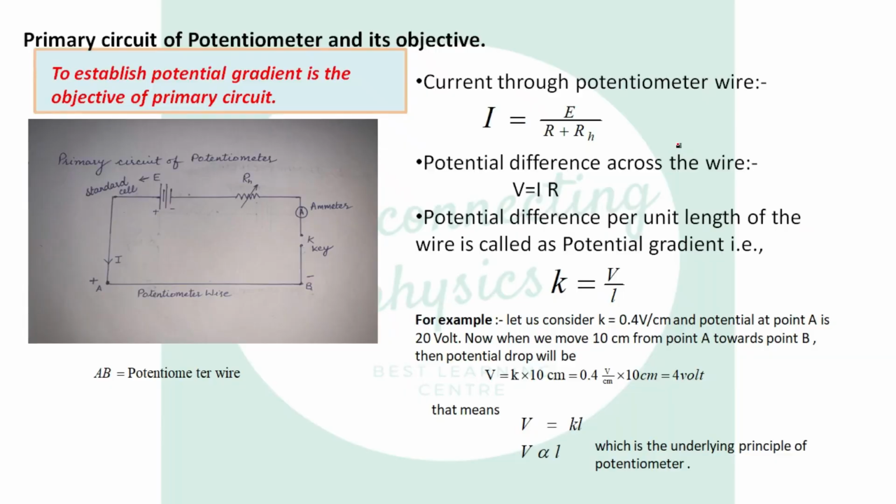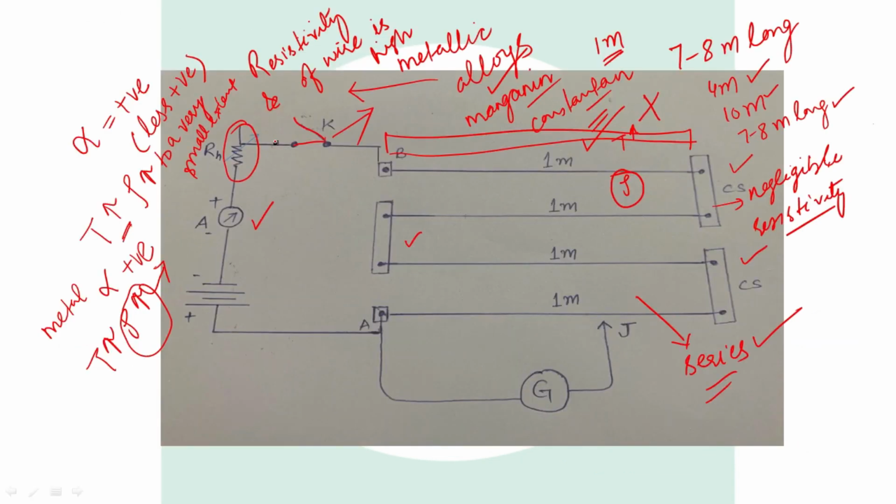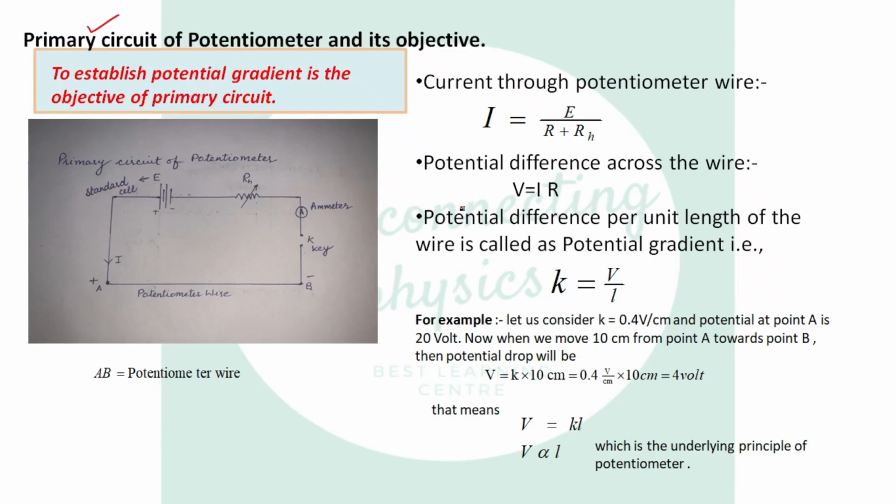In order to understand the principle of the potentiometer, we have to understand the primary circuit of the potentiometer. In the exam, you will not have to draw this diagram, this is only for understanding. Here AB is the potentiometer wire. You can write AB equal to 4 meter, or 7 to 8 meter long, or 10 meter long. In exam, sometimes you are given that the length of the potentiometer wire is 4 meter or 7 to 8 meter long.